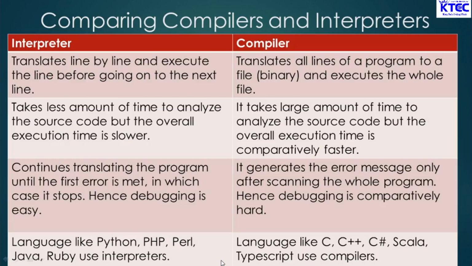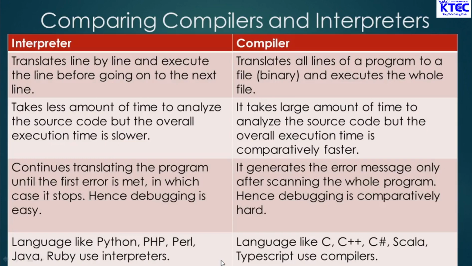But with the compiler, it takes a large amount of time to analyze the source code. But the overall execution time is what? Comparatively faster. Although the compiler takes a lot of time to what? Analyze the source code. But the moment it is done with the analysis, the execution time is what? Faster. So that is that.